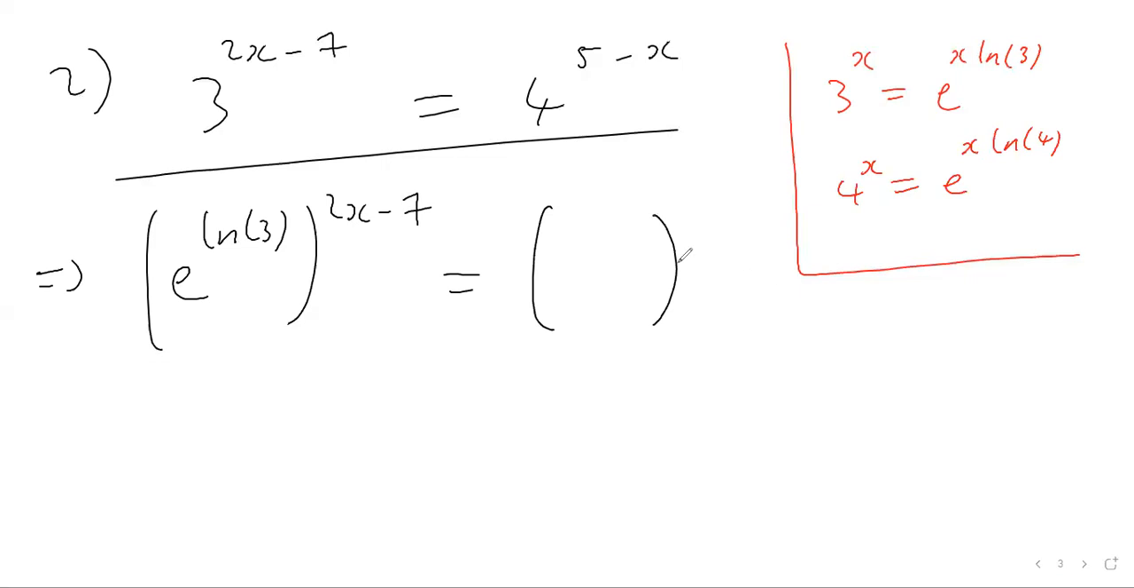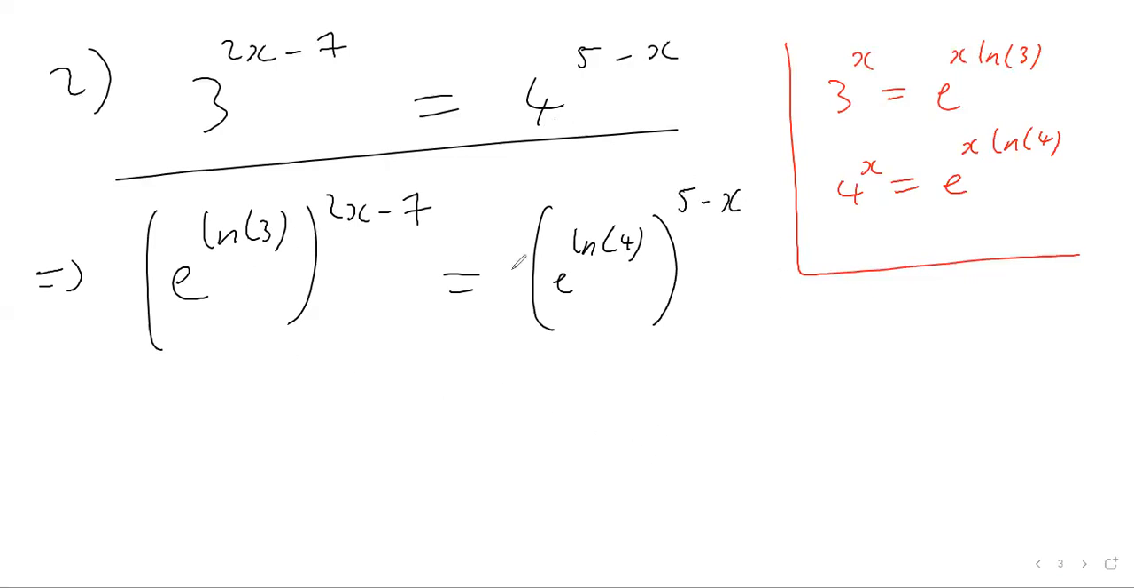And then the number 4, remember, is exactly the same as e to the power of ln 4. You can check this on your calculator if you like. e to the power of ln 4 is just 4. e to the power of ln 3 is 3. e to the power of ln of anything you like is that anything you like. And then we're just going to raise this all to the power of 5 minus x there.